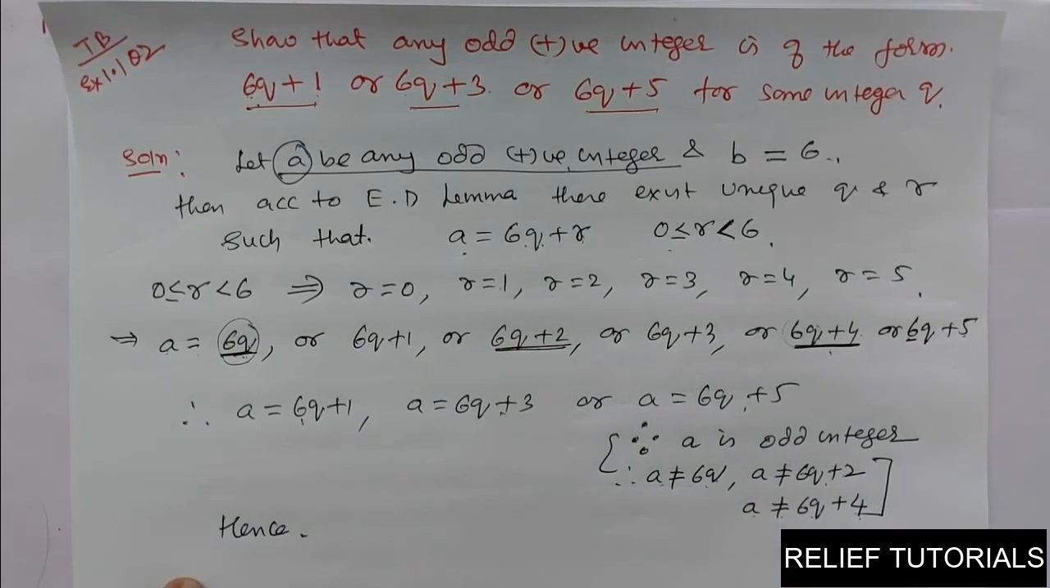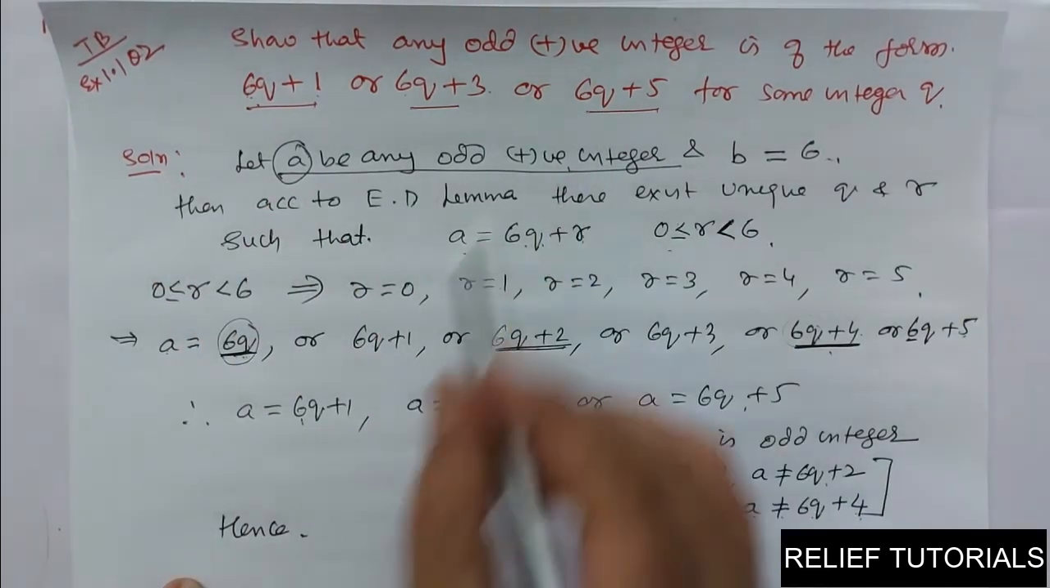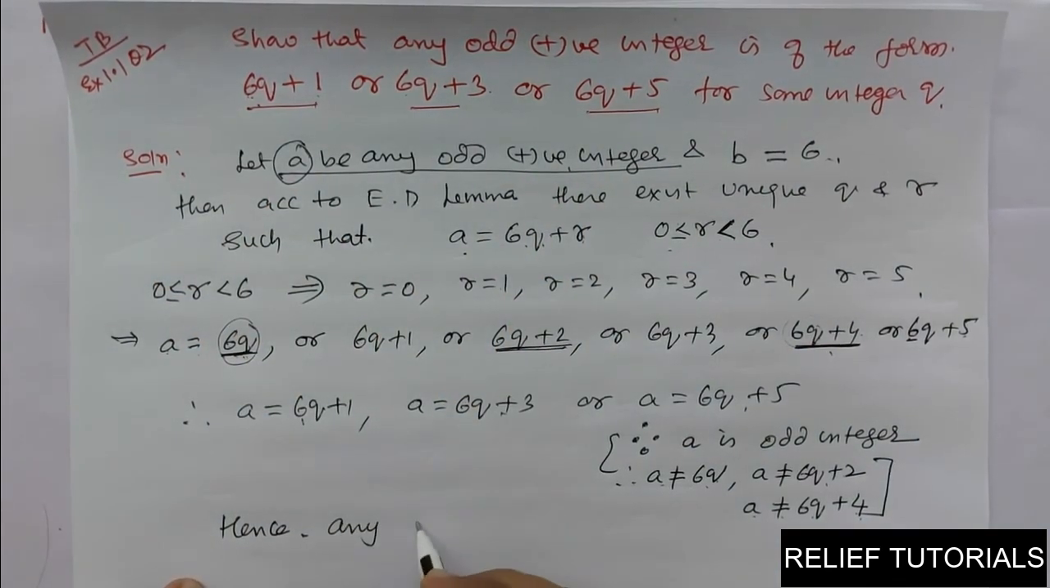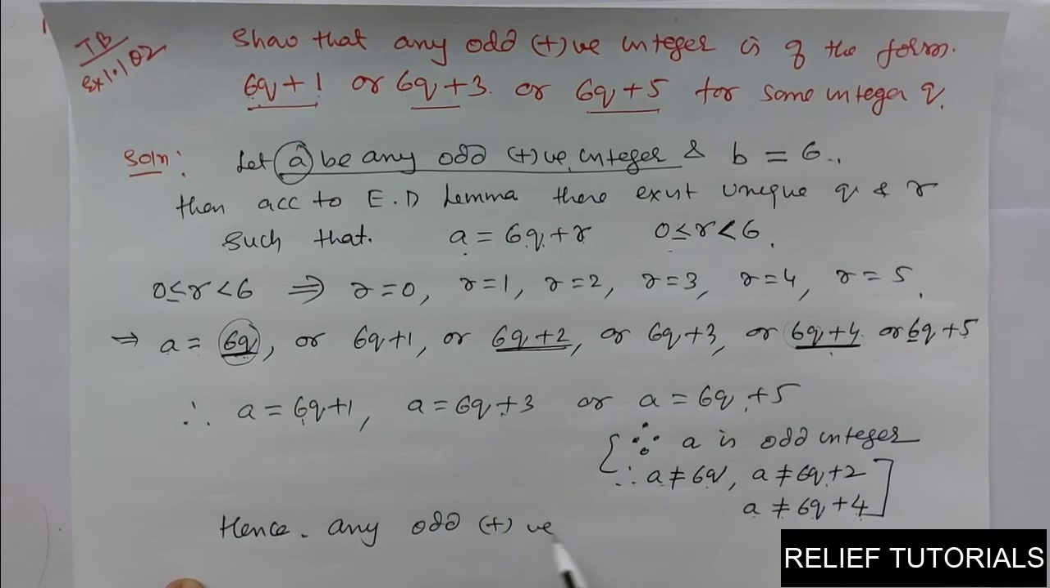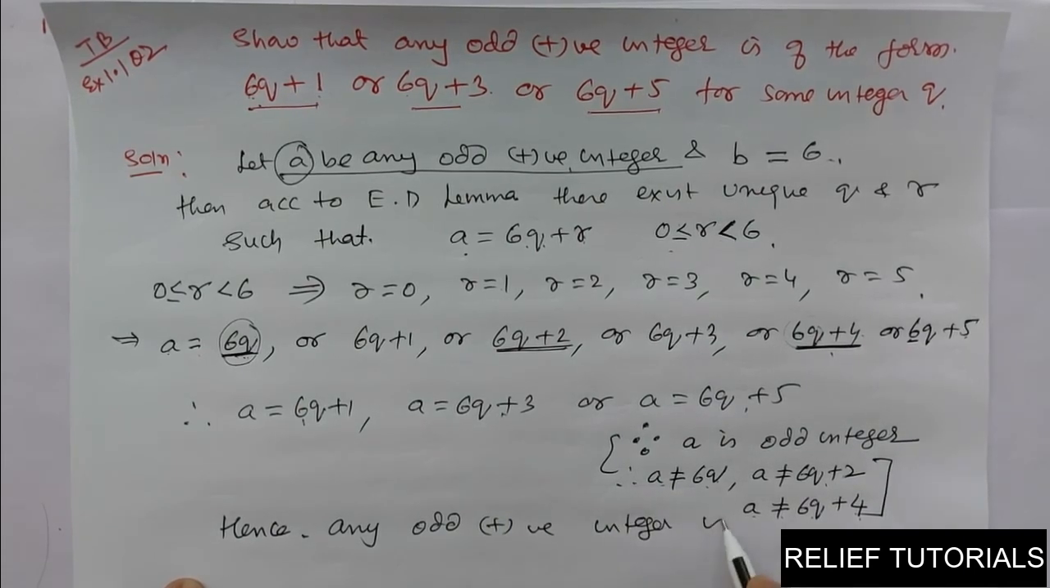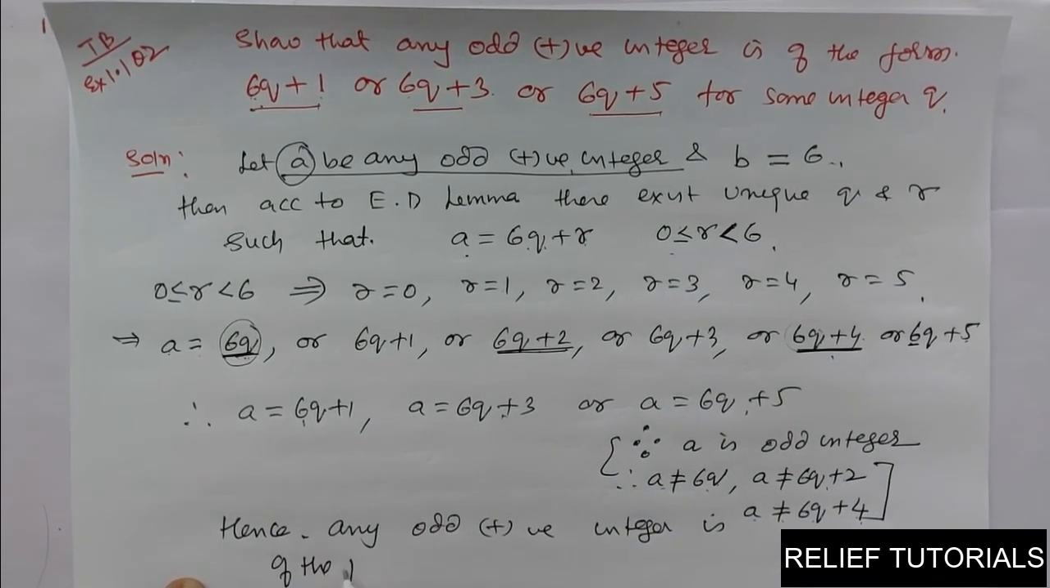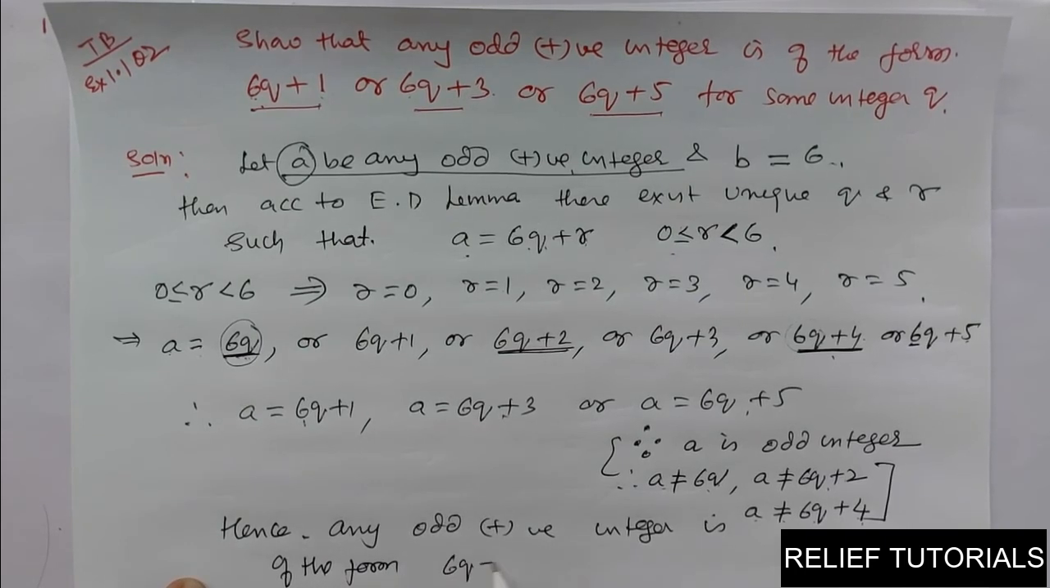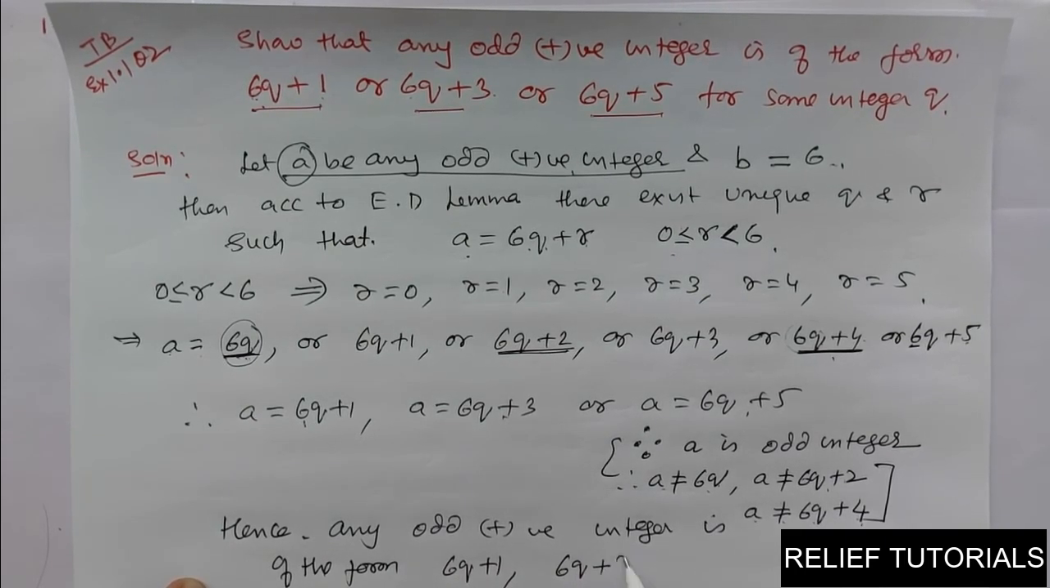Hence, you can say any odd positive integer is of the form 6q plus 1, 6q plus 3 or 6q plus 5.